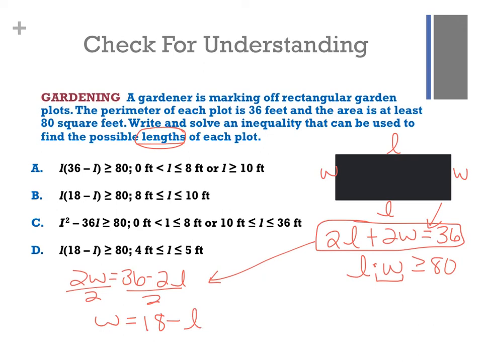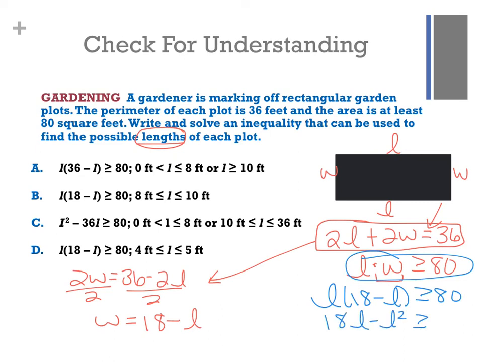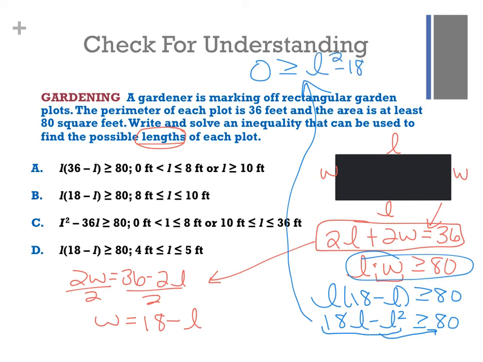So that means my inequality right here becomes L times 18 minus L greater than or equal to 80, or 18L minus L squared is greater than or equal to 80. Now, ultimately, I want to solve. I'm running out of room here, so I'm going to go up to the top. Ultimately, I want to get all the terms on the same side. So I'm going to get 0 is greater than or equal to, I'm going to move both of these terms to the other side with the 80. I get L squared minus 18L plus 80.